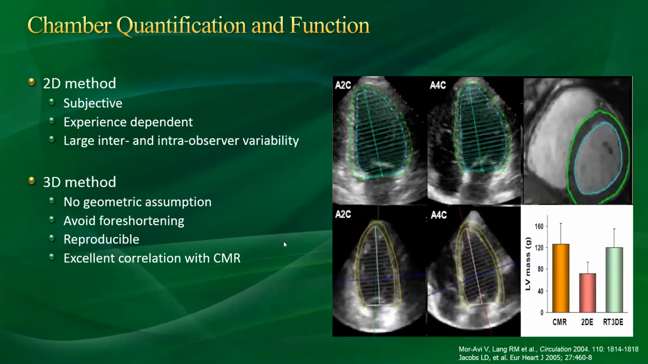The other thing is that 3D echo has an advantage for LV mass as well. Compare this on the top here, in green: this is how we assess LV mass using 2D echocardiography. And at the bottom here is how we use 3D echocardiography for LV mass. When we compare to the gold standard, cardiac MRI, you can see in this diagram that the 3D method for assessing LV mass is very comparable to CMR, compared to 2D. So obviously 3D is superior to 2D for LV mass.